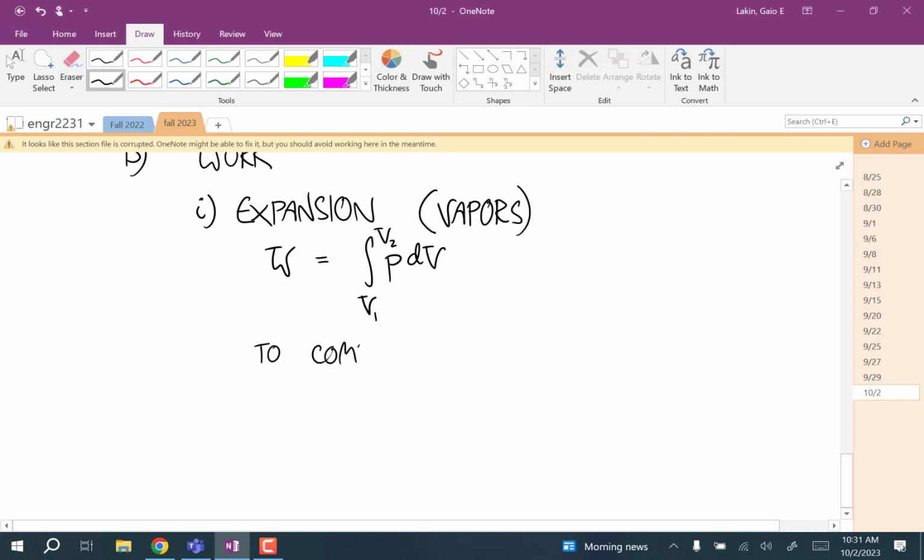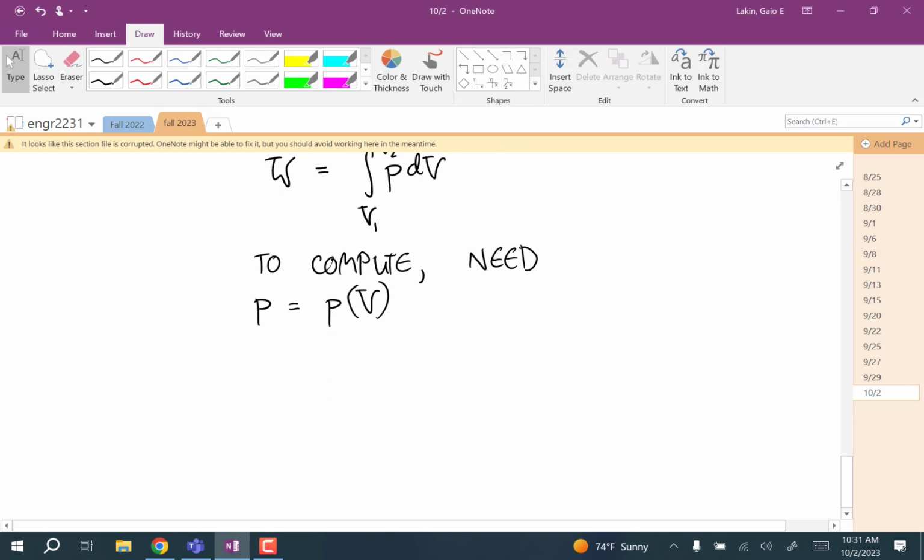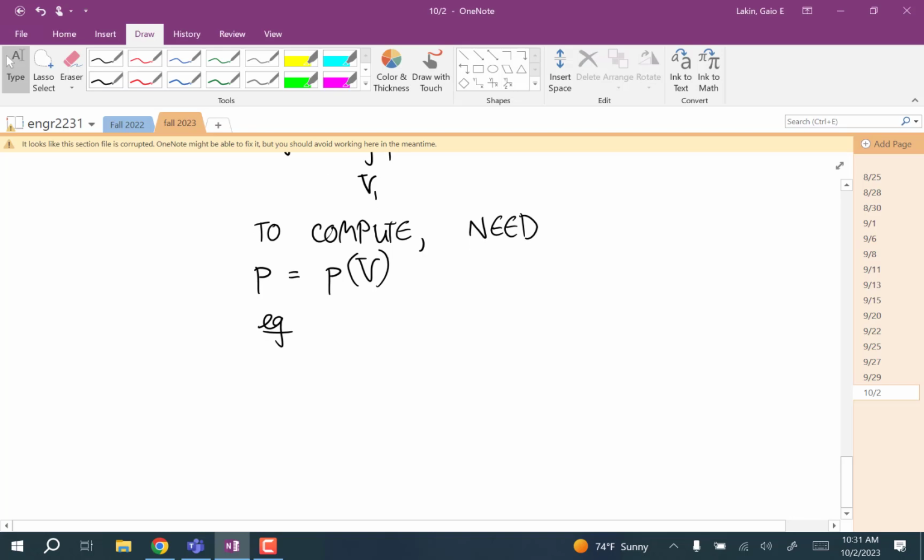To compute this integral, what information do you need? Well, what you need is pressure to be known as a function of the volume. Okay, so for example, a case like, where did I put this in here?